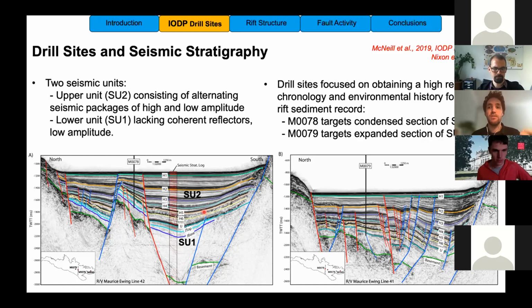Now, the drill sites focus on obtaining a high resolution chronology and environmental history of these 2 seismic units. Site 78 here targeted a condensed section in order to reach seismic unit 1 lower down, whereas site 79 targeted an expanded section of seismic unit 2 in order to create a high resolution core section through that unit.